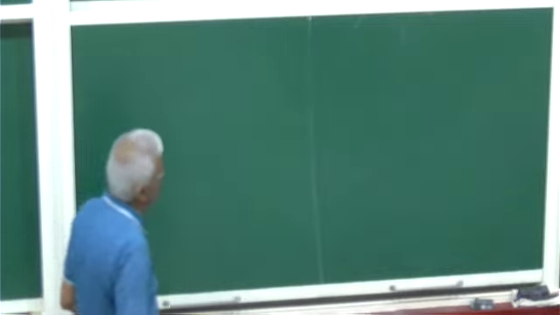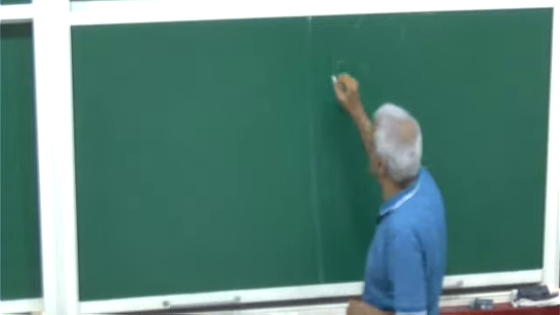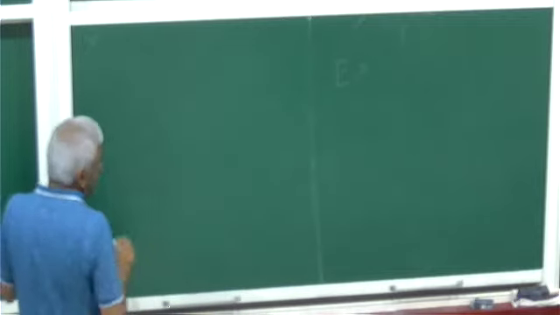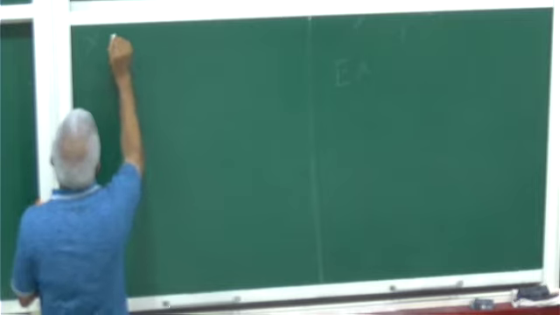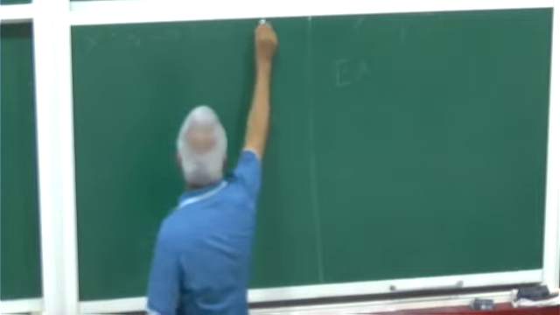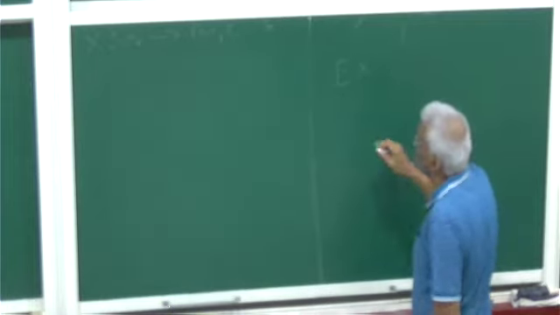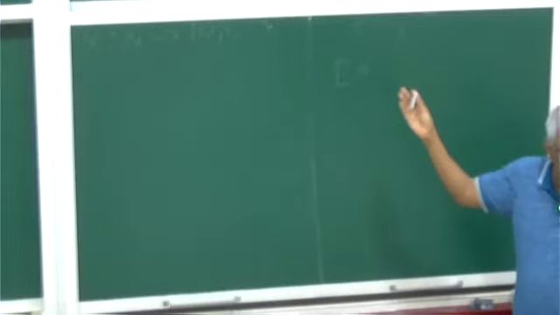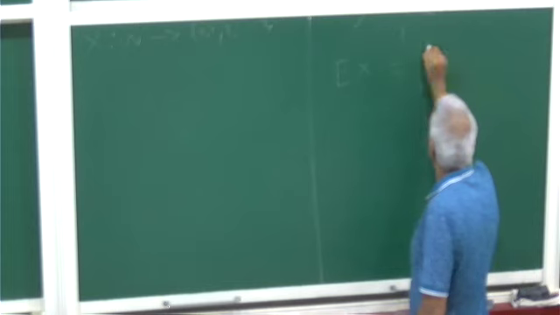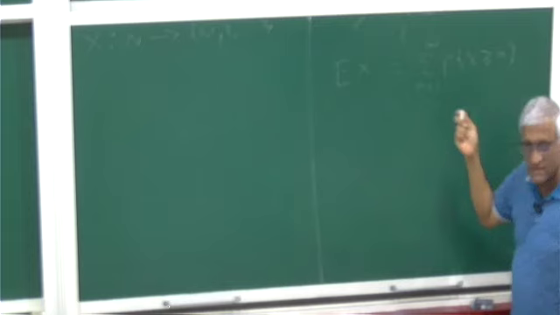In the last class, I proved something like this. For example, E of X, if X is an integer valued random variable. In this class, from the beginning, we will work with integer valued random variables. If you have a non-negative integer valued random variable, then we proved the following: E of X equals the sum from n equal to 1 to infinity of P of X greater than or equal to n. We proved this in the last class.